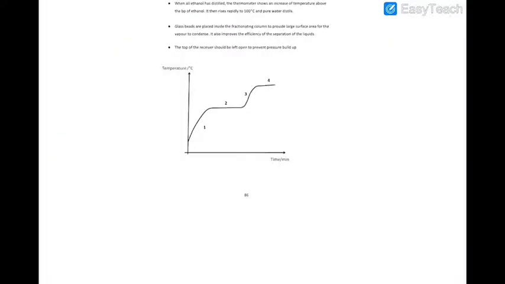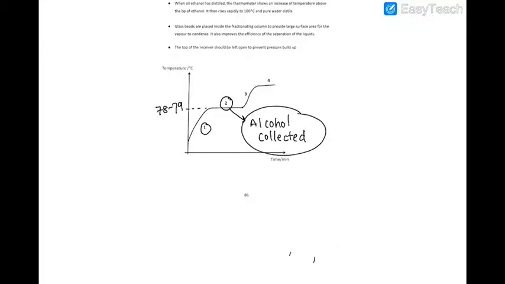On this graph you can see number 1 is when temperature is rising, so there is no separation happening here. At number 2, you have a constant temperature of 78 to 79 degrees Celsius. This is when alcohol is being collected. Once you have collected all the alcohol, you remove the receiver and put in another empty receiver. When the temperature stays constant again at number 4, you know that the water, or the liquid with the higher boiling point, is going to be collected.